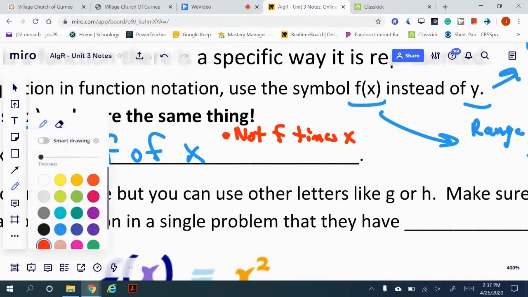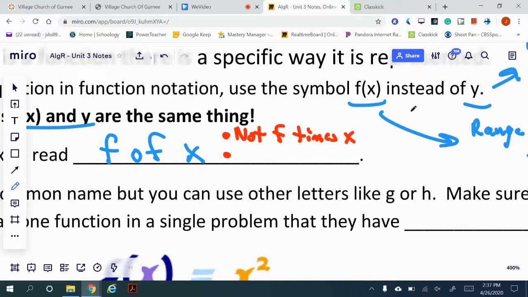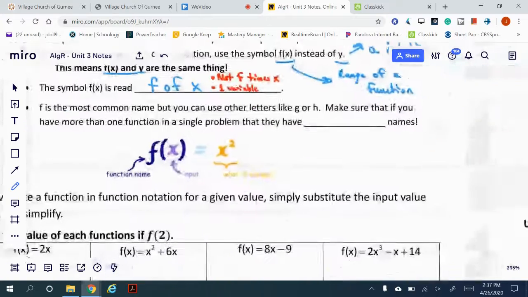And the important thing to remember also is that it is one variable. And this is a little confusing because it certainly looks like two variables. There's an f and there's an x. There's two letters, so there's two variables. But what we have to think about is that f of x and y are the same thing. If y is one variable, then f of x together, that entire symbol, is just one variable.